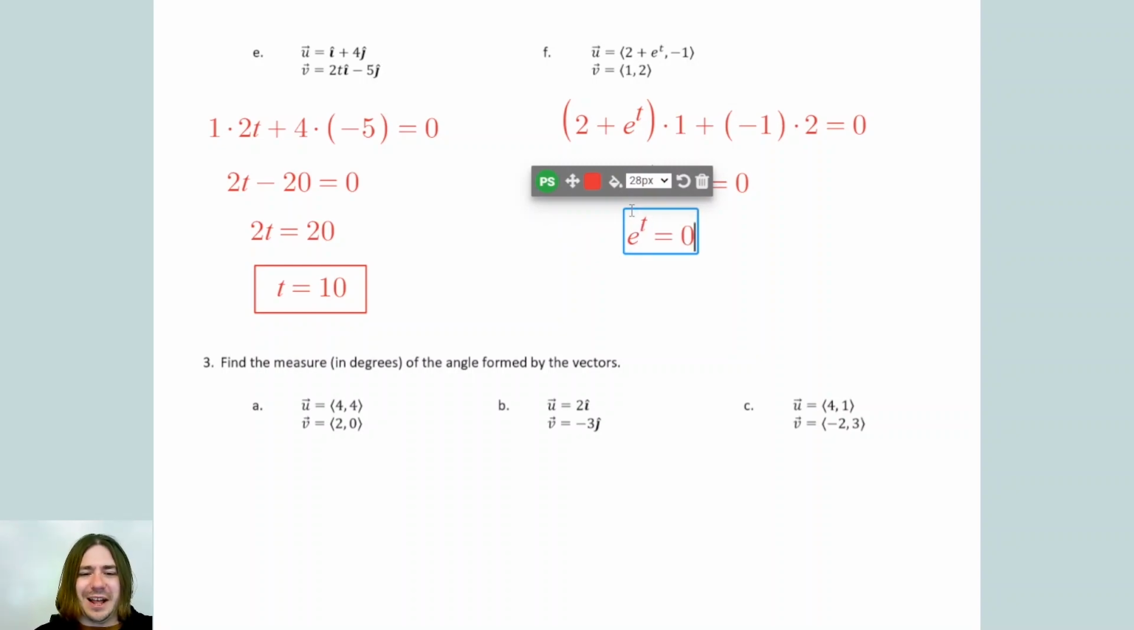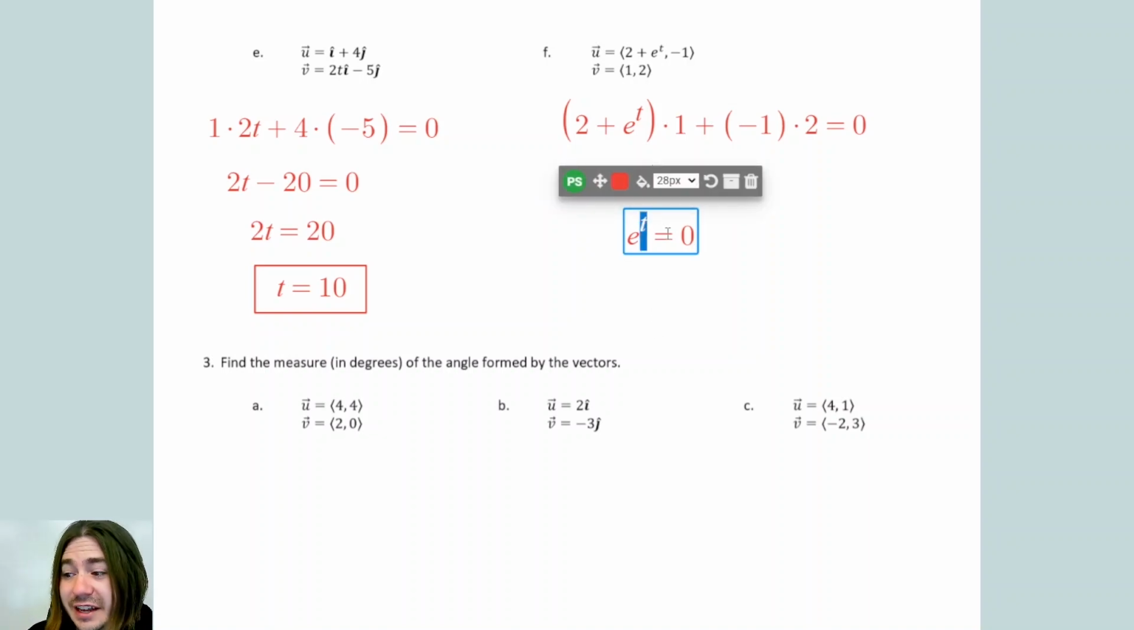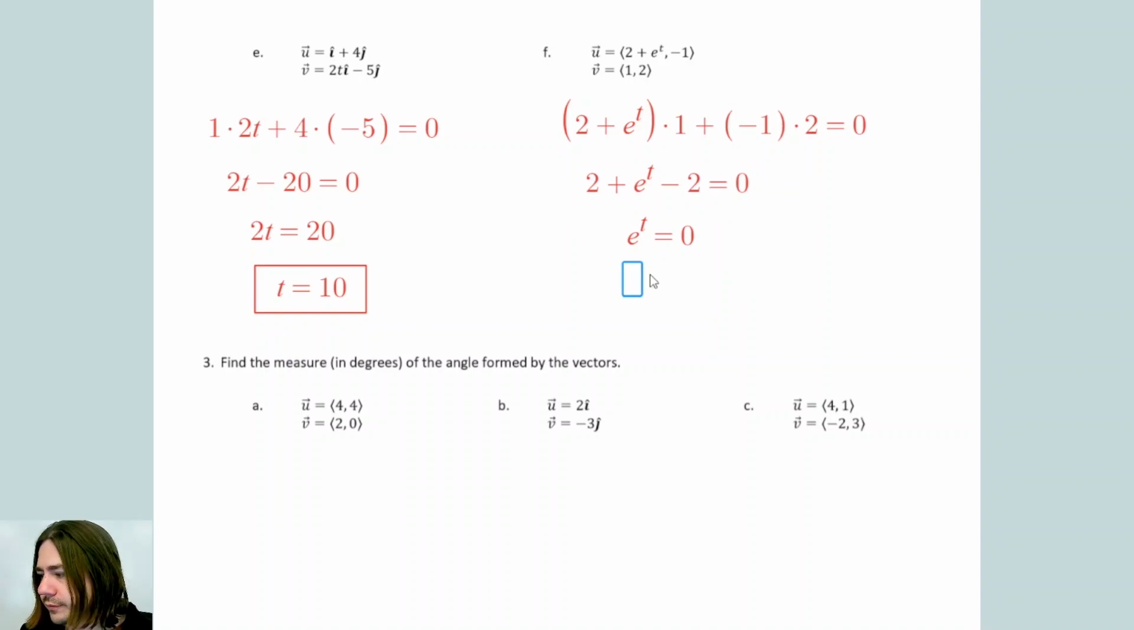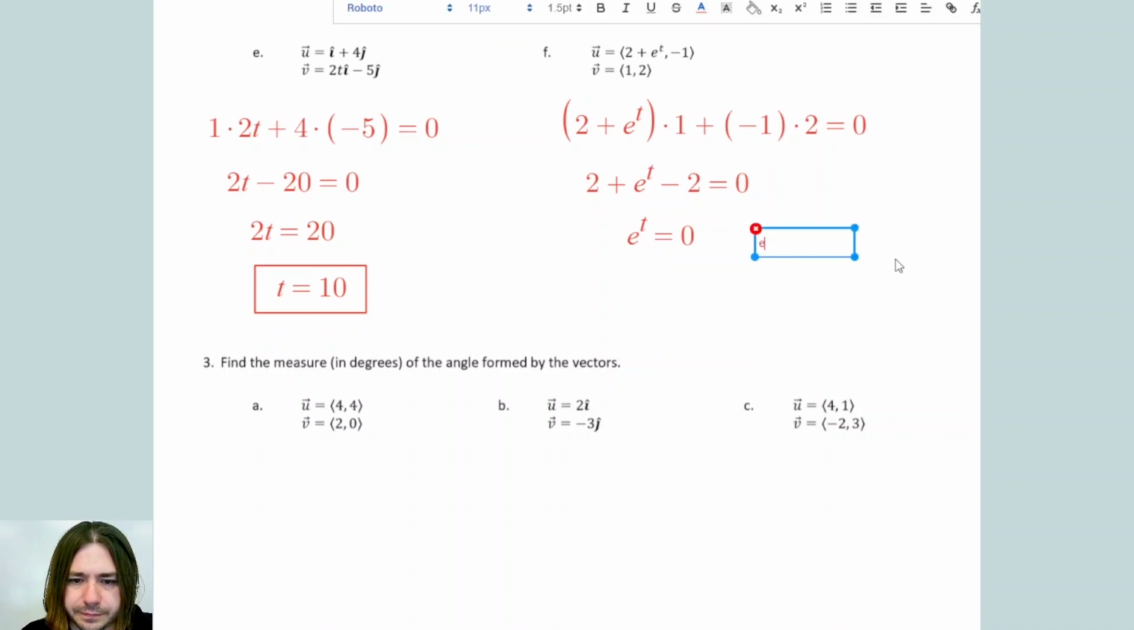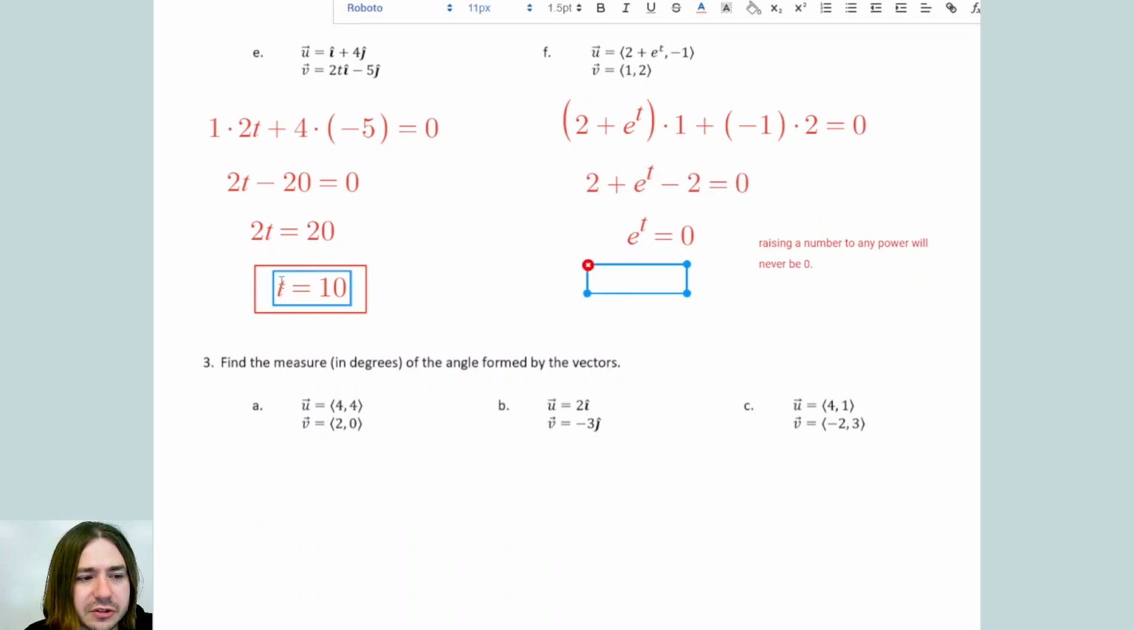So luckily, we kind of lucked out here because you don't really need to know how to solve an exponential equation, as long as you understand that this could never be 0. e to any power is going to be a positive number. It can never be 0. So we're going to say there's no solution here. So maybe I'll make a little note out to the side that says raising a number to any power will never be 0. Even if you raise it to the 0th power, surprisingly enough, because remember when you raise it to the 0th power, it equals 1. So there's just no solution here.